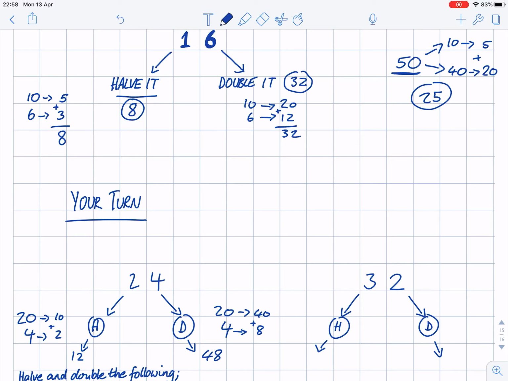Okay then, so if you were listening, I just gave you the answer for the first one. Half of 32, 16. Double 32, well, double 30 is 60. And double 2 is 4, so the answer is 64.